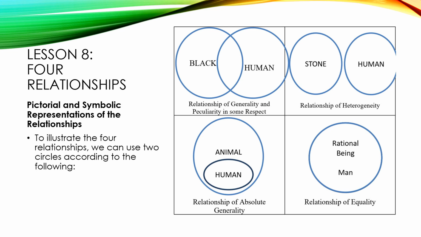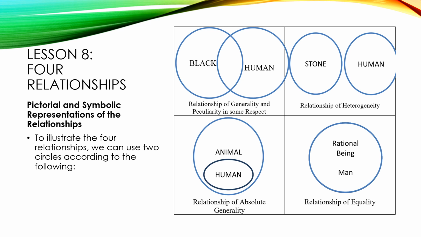And beside that, that is the left quadrant on top, we can see a relationship of generality and peculiarity in some respects. I said in some respects. Example is the relationship between black and human. As you can see, there is a commonality between the two, in the sense that some black are human, while some human are black.